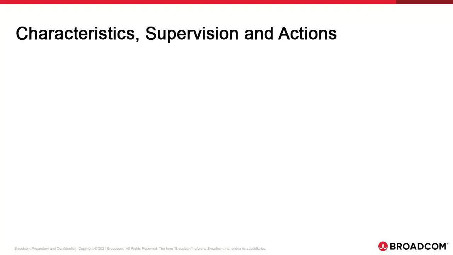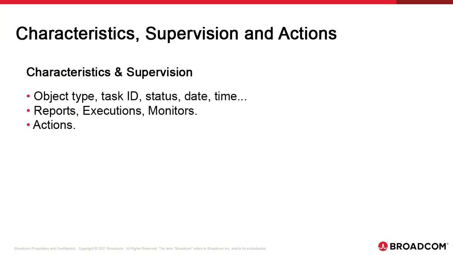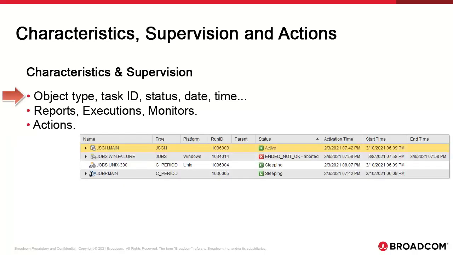Tasks have defining characteristics which impact the work of supervision. The same object executed twice activates two distinct tasks, each with its own set of characteristics. A task is defined by its object type. A job task is different from a workflow task. Each task has an ID number, date, a start and end time, and status, say active, aborted, or ended. These statuses are color-coded.